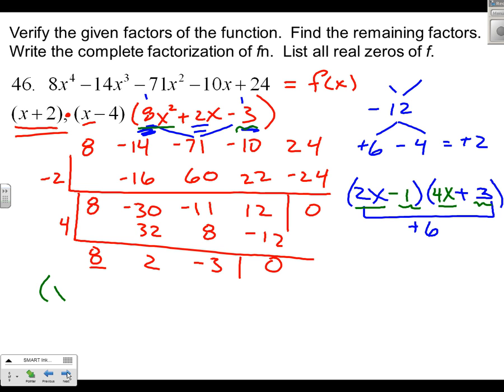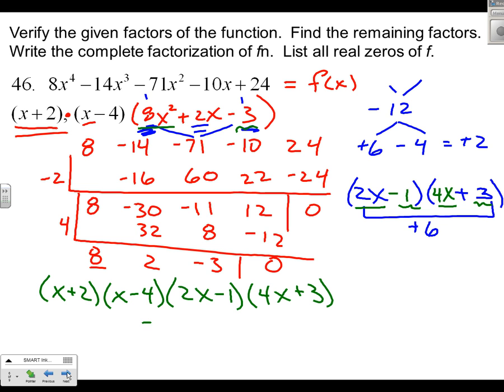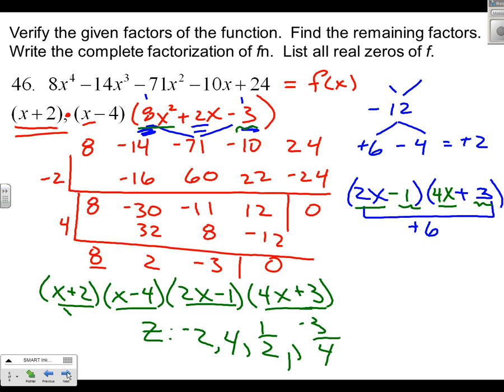I'll write it here. I have a factor of x plus 2, an x minus 4, a 2x minus 1, and a 4x plus 3 factor. Or my zeros are subtract 2, add 4, add 1 but divide 2, subtract 3 but divide 4. And there we have it. That's a lot of what we're going to be doing with this material.